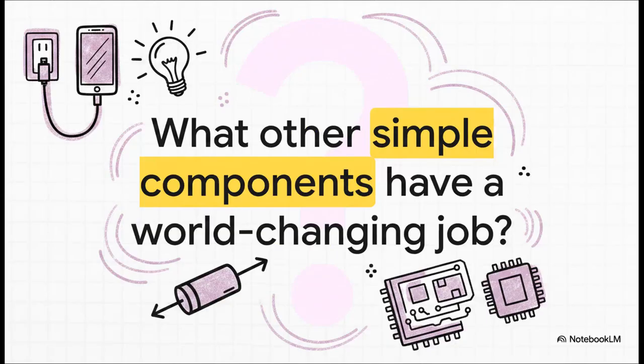So there you have it. From charging the very device you might be watching this on to lighting up your home, the humble diode is a true unsung hero. It's the perfect example of a simple component built on a really simple idea, a one-way street for electricity that quietly makes our entire modern world run. And it really makes you wonder, doesn't it? What other simple ideas like this are out there, hiding in plain sight, running everything?